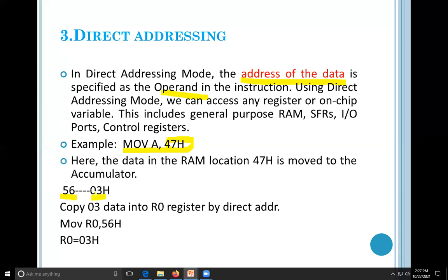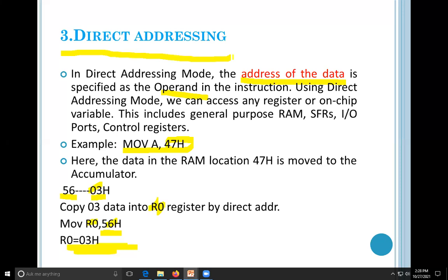You transfer this 03 value to the register R0. What is the instruction for that? The instruction is MOV R0, 56H. So 56 is the location. At that location, 03 is the value, and this value is transferred to the register R0. So R0 contains 03H. This is called the direct addressing mode.